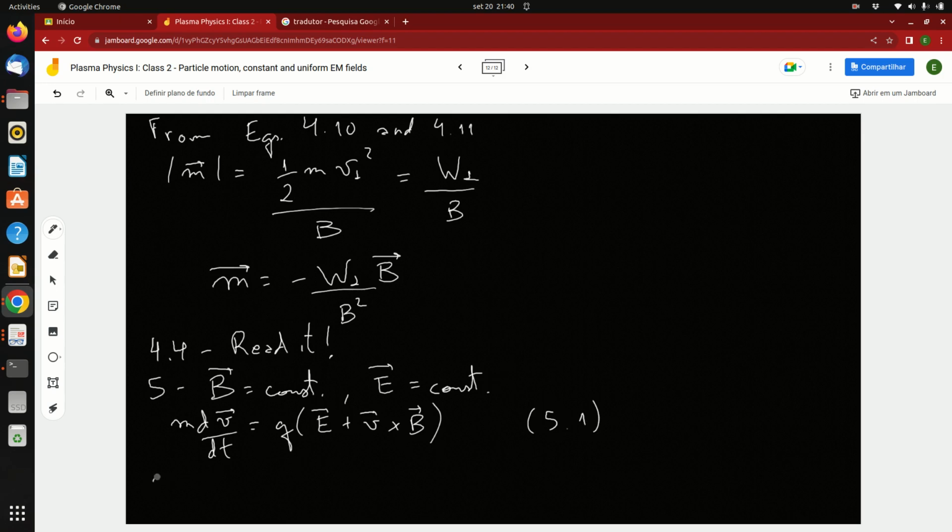And we'll use v again, decomposed into two parts. And also for the electric field, we have a parallel component and a perpendicular component. These are parallel and perpendicular to B, so we don't have to decompose B like this.